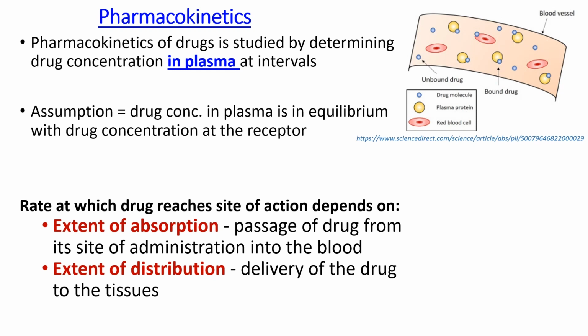So, pharmacokinetics of drugs is studied by determining the drug concentration in plasma at intervals. An assumption is that drug concentration in plasma is in equilibrium with the drug concentration at the receptors. Now, the rate at which drug reaches the site of action will depend on two things. The first one is the extent of absorption, where you're looking at how much drug is going to be within the systemic circulation or into blood. And then the extent of distribution, where you're looking at the delivery of that drug to the tissues that are expected to be worked on.